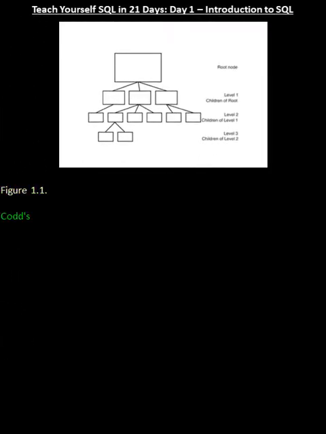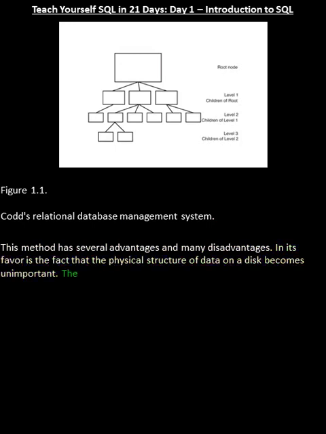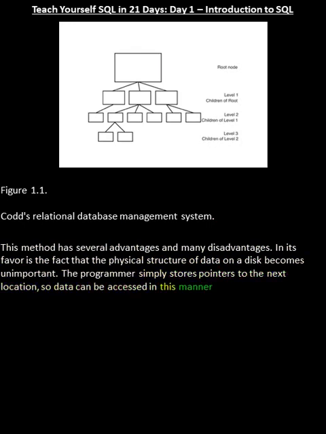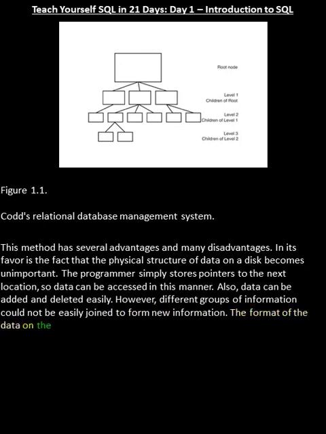Figure 1.1. Codd's Relational Database Management System. This method has several advantages and many disadvantages. In its favor is the fact that the physical structure of data on a disk becomes unimportant. The programmer simply stores pointers to the next location, so data can be accessed in this manner. Also, data can be added and deleted easily.